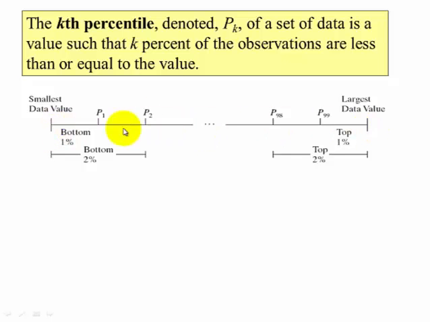Here we have a data set, and this is the first percentile. So this value here separates the bottom 1% from the top 99%. This value here is the second percentile, so this separates the bottom 2% from the top 98%. If we looked at the 98th percentile, this score separates the bottom 98% from the top 2%, and the 99th percentile separates the bottom 99% from the top 1%.